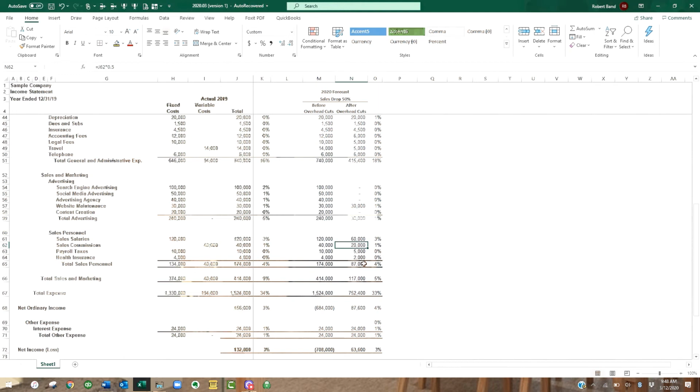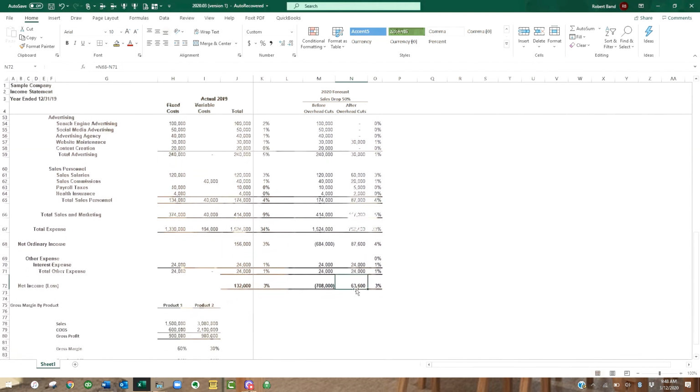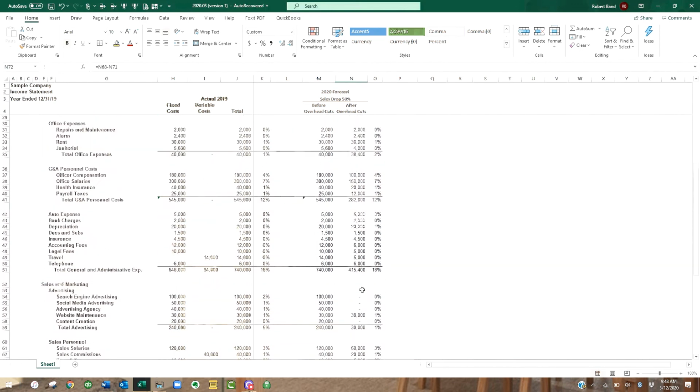So by making these changes, I was able to have our overhead, since our sales are going down by half, so here I cut overhead in half and got the P&L to pretty much a break even for the year, as opposed to a $700,000 loss. So these are some of the ways that you can immediately adjust your P&L, albeit with some tough choices.